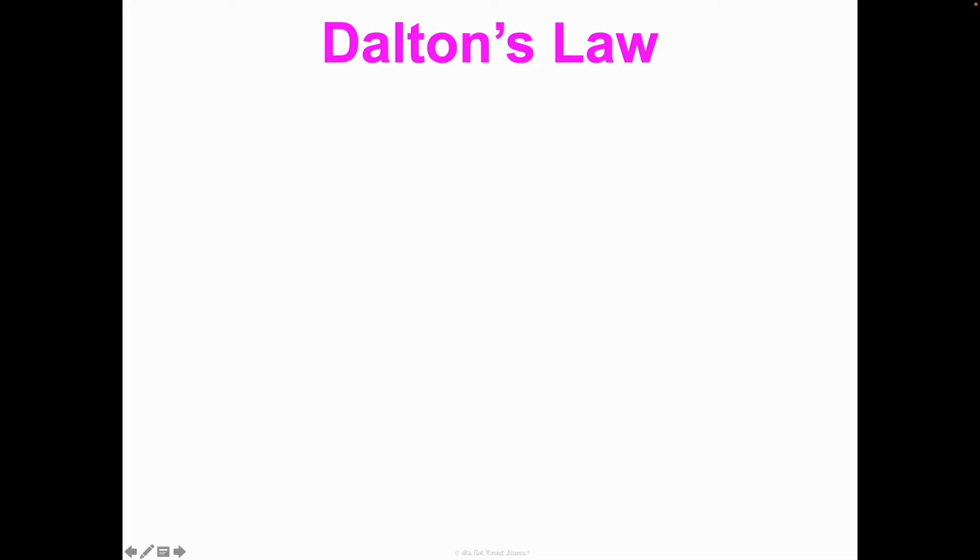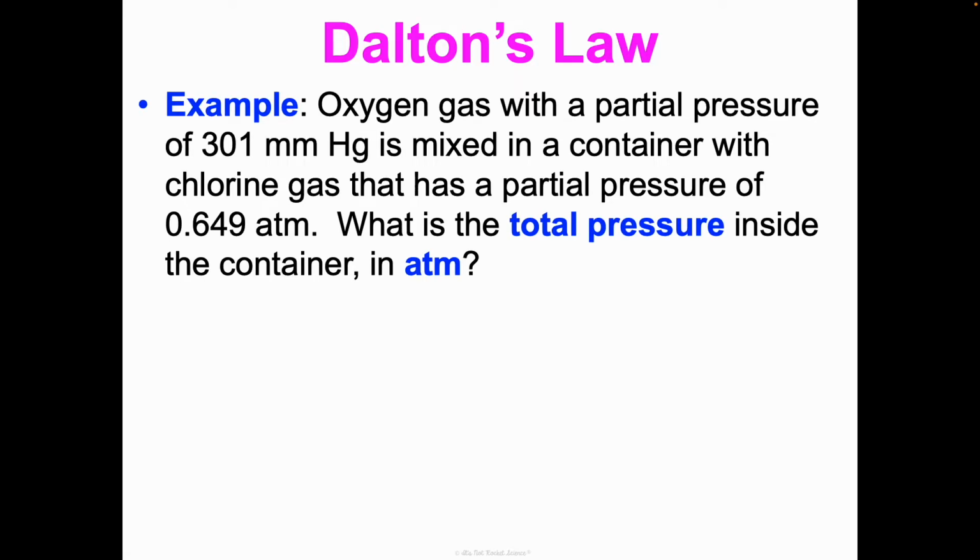All right, so the first step of RADAR, our problem-solving technique that never fails, is we've got to read. So: oxygen gas with a partial pressure of 301 millimeters of mercury is mixed in a container with chlorine gas that has a partial pressure of 0.649 atmospheres. What is the total pressure inside the container in atmospheres?